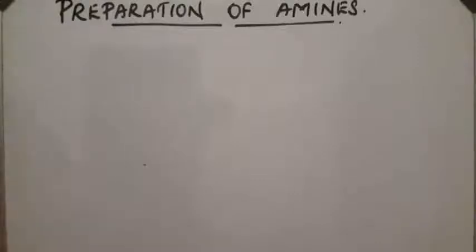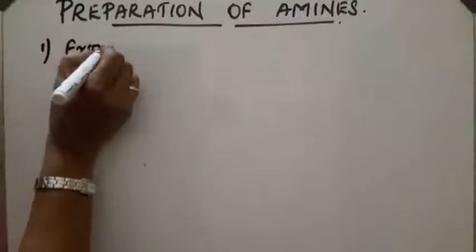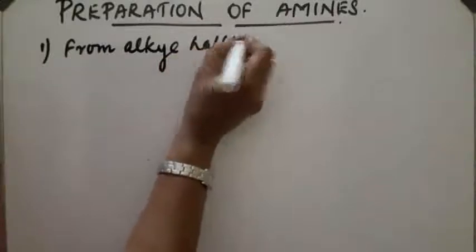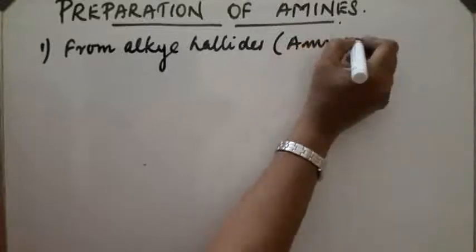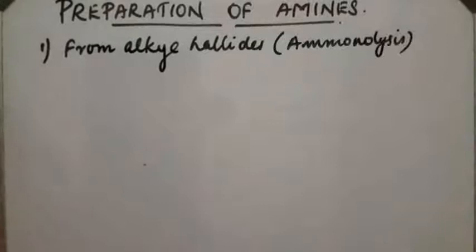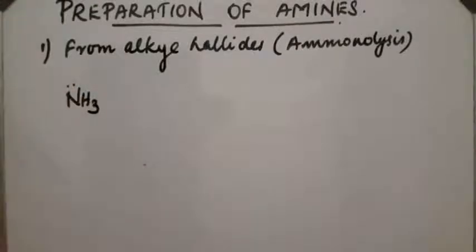Preparation of amines. First method: from alkyl halides. This process is known as ammonolysis. In this reaction, an ethanolic solution of ammonia is heated with an alkyl halide in a sealed tube under pressure at 373 Kelvin.